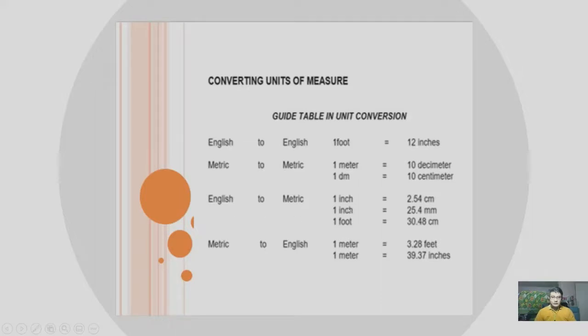English to metric. 1 inch is equivalent to 2.54 centimeters. 1 inch is equivalent to 25.4 millimeters. 1 foot is equivalent to 30.48 centimeters. Metric to English. 1 meter is equivalent to 3.28 feet. 1 meter is equivalent to 39.37 inches. We are using this guide table in unit conversion.